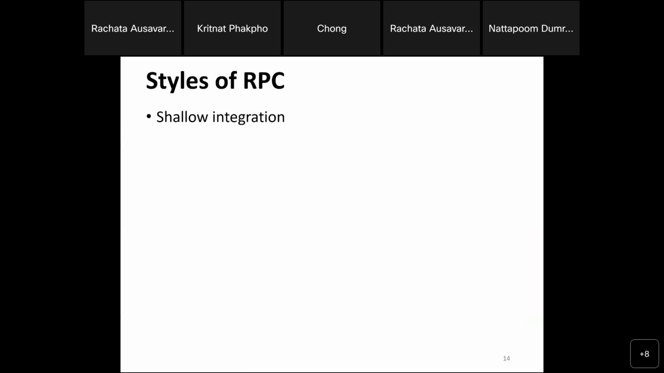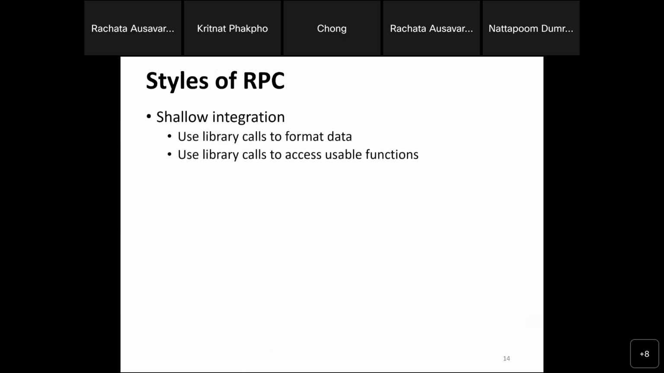Now, there are multiple different styles of RPC. You can do shallow integration, which means that I'll use library calls to do data formatting. I'll use library calls to access any function. This is basically what I would expect from the basic thing. I have libraries that say, hey, this function would establish the connection with the server. This function would send the data over. And this is how you put in the function call. This is a function name. Use it. Install the library, then look at the documentation and use the library.